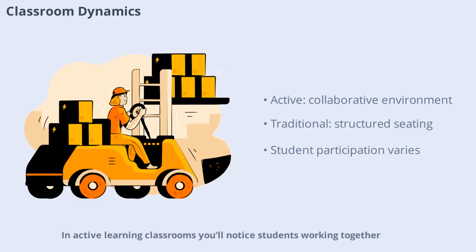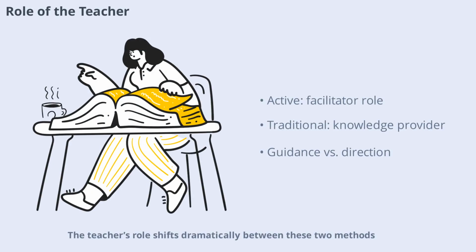In active learning classrooms, you'll notice students working together, moving around, and engaging in lively discussions. The atmosphere is often energetic and collaborative. In contrast, traditional classrooms are usually more structured and quiet, with students seated in rows facing the teacher. The difference in classroom dynamics can influence how comfortable students feel participating and how much they interact with their peers and instructors.